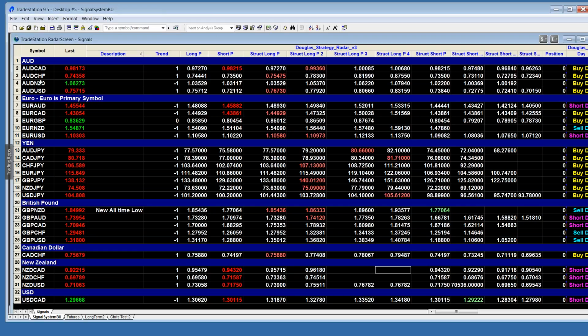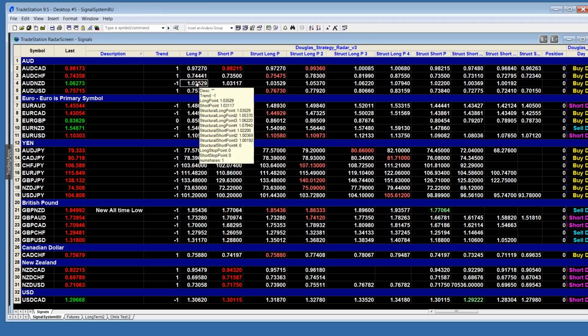So for example, a weird one, which is the Aussie New Zealand. The Aussie New Zealand. As you can see, the long point, we were buying it at 1.035. It is now, at the close of Friday, 1.06. So you got 300 pips on that. If you enter with a mini and then raise it to a full position, that's a $3,000 move on that position.